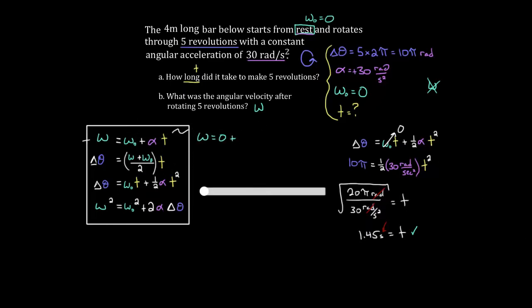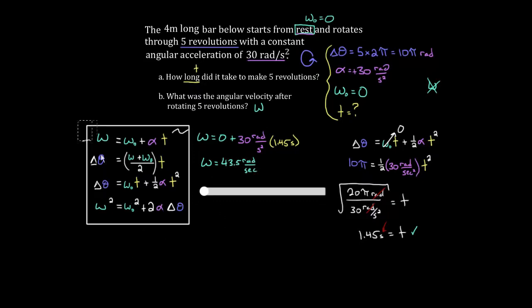We can say that omega final is going to equal omega initial, that was just 0, plus the angular acceleration was 30. And now that we know the time, we can say that this time was 1.45 seconds. And that gives me a final angular velocity of 43.5 radians per second. That's how fast this thing was revolving in a circle the moment it hit 5 revolutions. So that was one example.